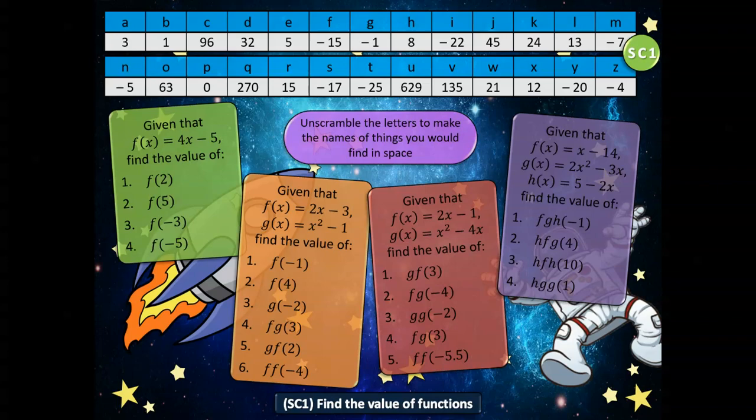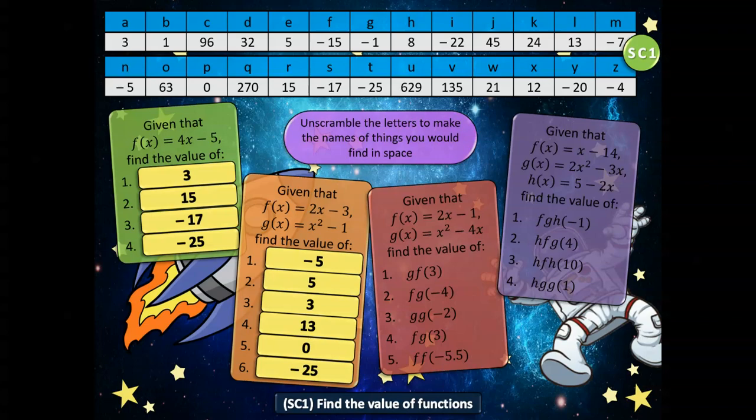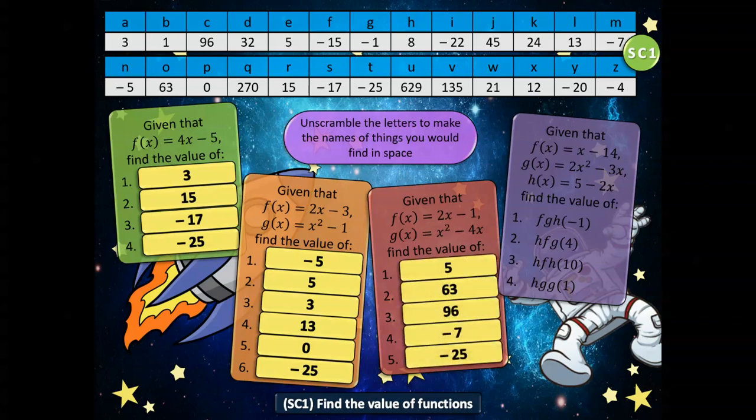Here are your answers. So there's your green answers. There's your amber answers. There's your red answers. And there's your purple answers.